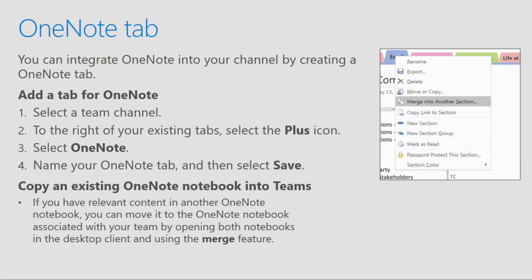A OneNote tab might be another thing that you want to add. A lot of teams like to use OneNote for collaboration. You go to your team channel, and to the right of your existing tabs, you'll just click the little plus icon and select OneNote, and you will have a team notebook ready to use.